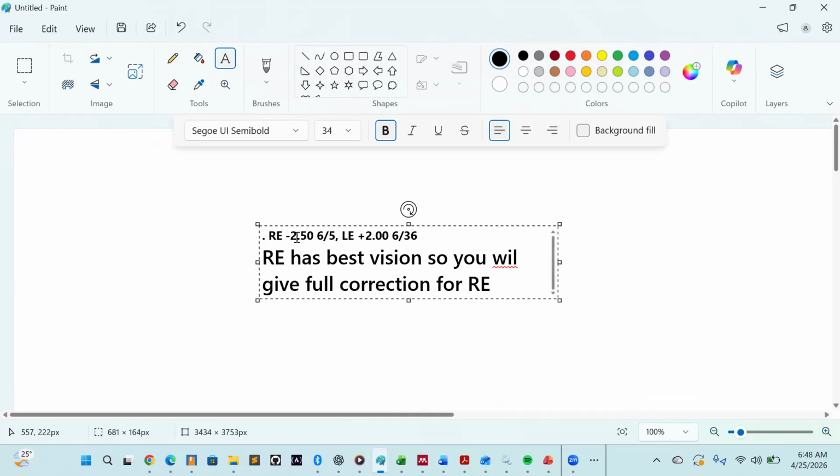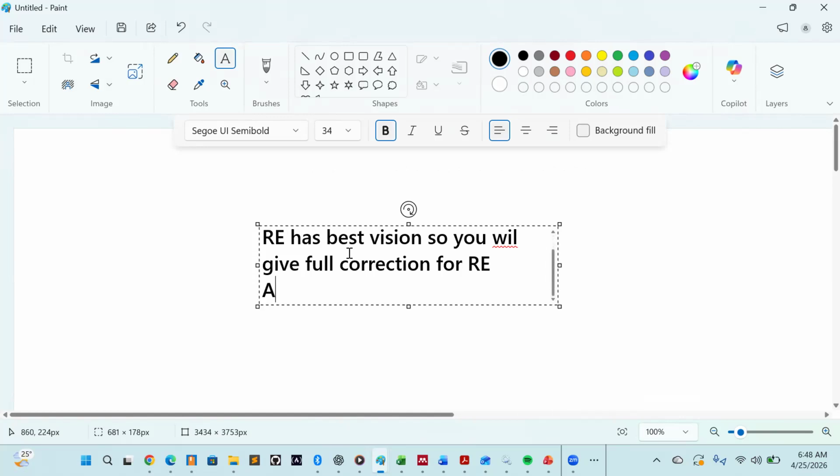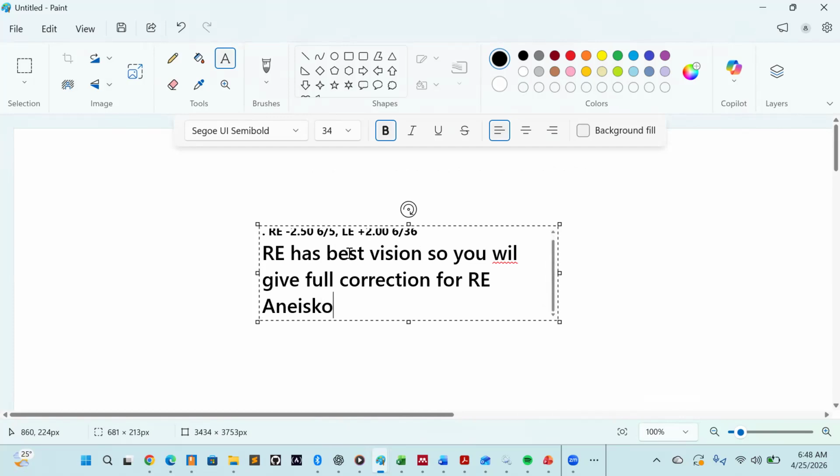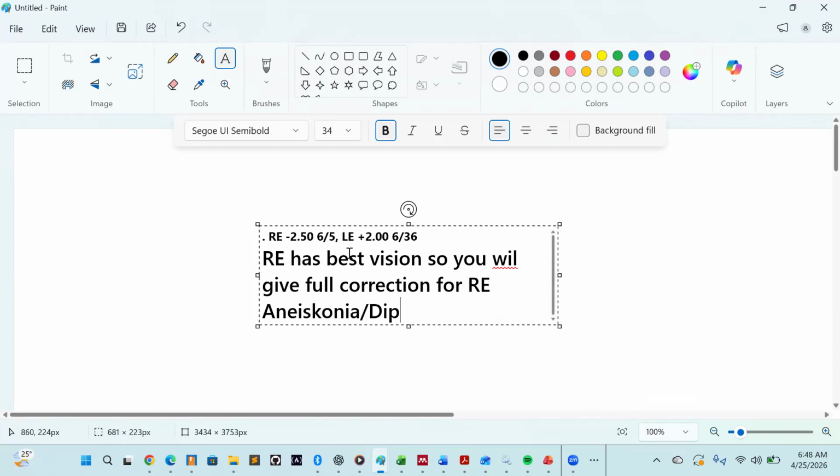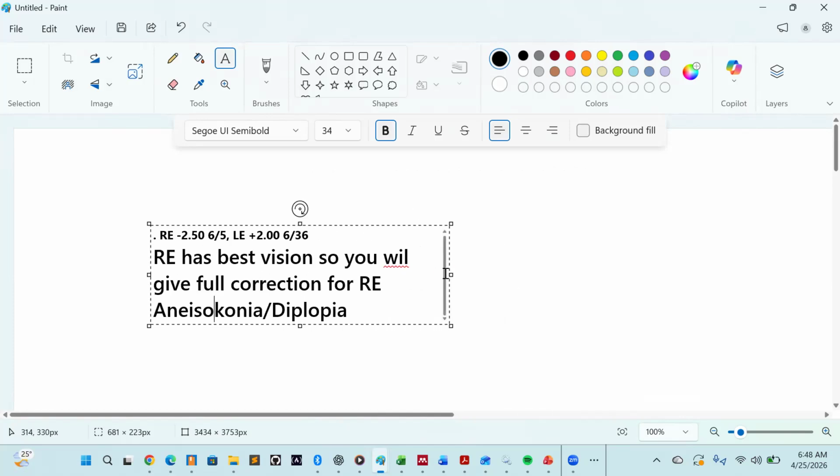So can you see? The reason is that if it's a child, you can actually give as much as this, but if it's an adult, the difference between these two is more than 250. Patients with anisocoria and diplopia, especially adults, cannot tolerate it. Children can tolerate it, but adults cannot, so that's why you can't give the two prescriptions.